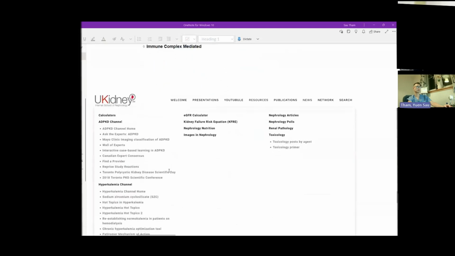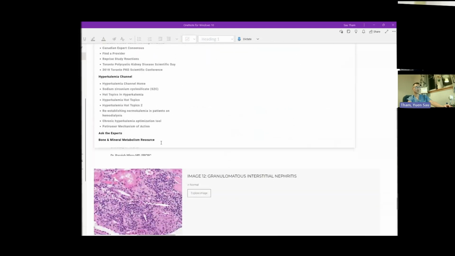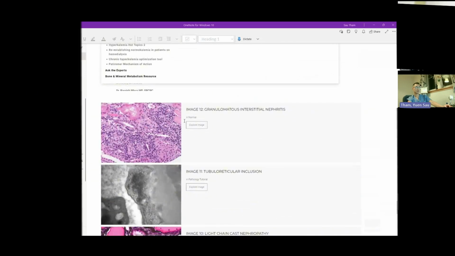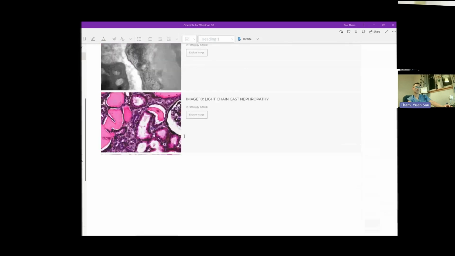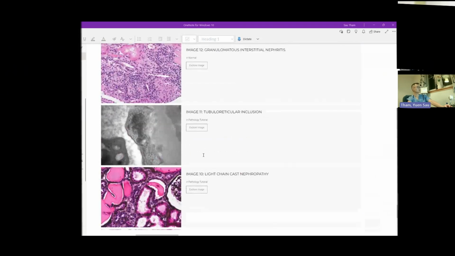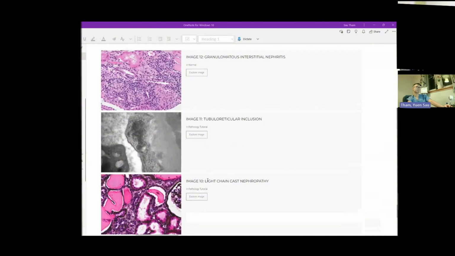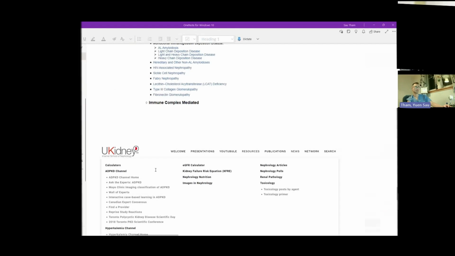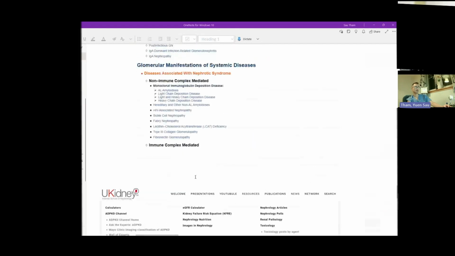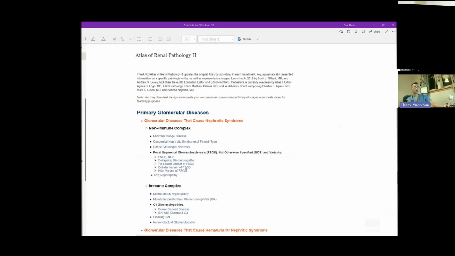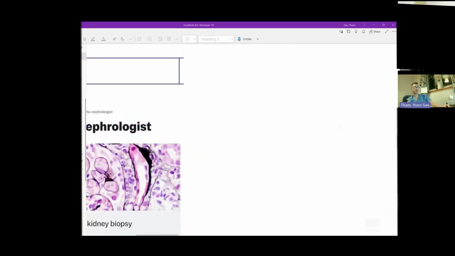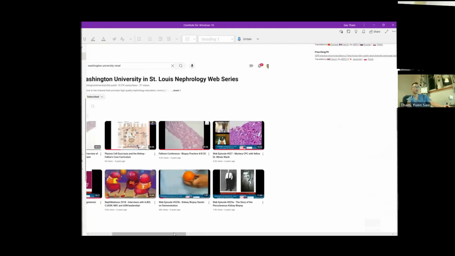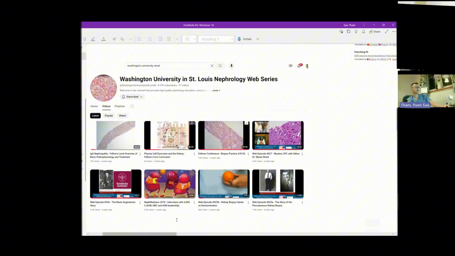And the other one is again UKidney. There is a page. Where is it? There's a page where they've got a few pathology slides. I think there's only 6. There's not that many. But there's a page in the UKidney that's got pathology slides. So I think with these 3 resources, UKidney, Atlas, as well as this YouTube channel, I think they'll be enough.